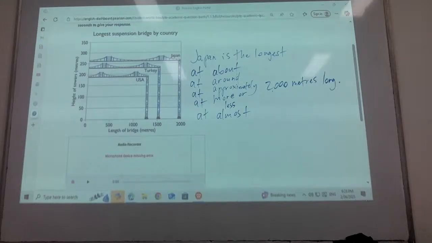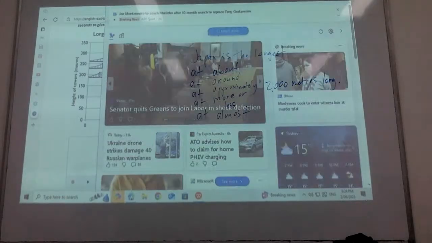You finished? You done? Lena, what did you put? The longest bridge is in Japan. Okay, yeah, that's fair enough. The smallest bridge is in USA. Okay, but it's not the smallest because the contrary of long is not small. Small is this. Let's say this is small, right? But if I go, this is bigger, correct? So you see what I mean?